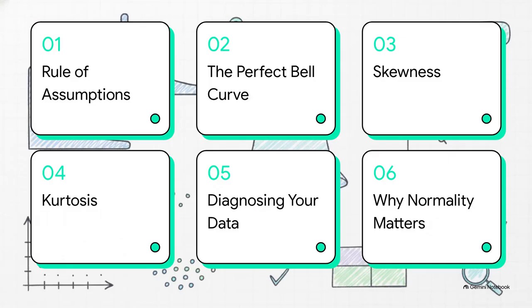So here's our roadmap for today. We're going to cover the rule of assumptions, the perfect bell curve, skewness and kurtosis, how to actually diagnose your data, and finally, why normality matters so much.